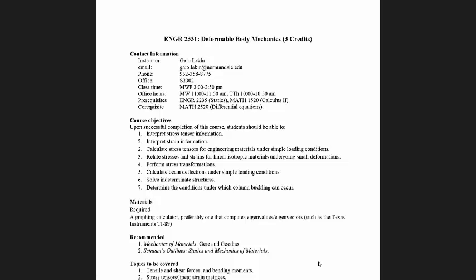The prerequisites are statics. Like I said, there are two prerequisites and one co-requisite listed. Statics is the most important of those three. Statics will help quite a bit in this class, but like I said, you can do it without statics.